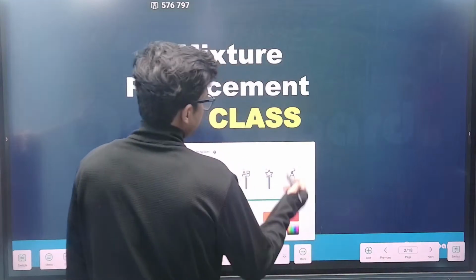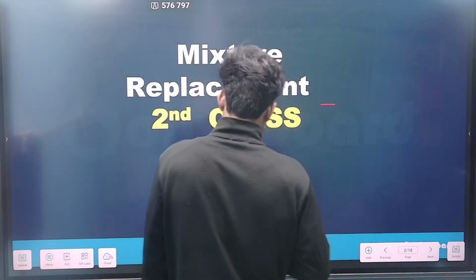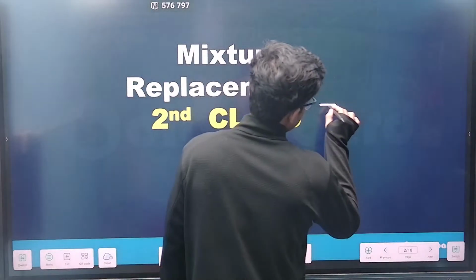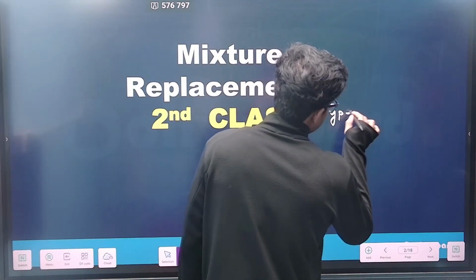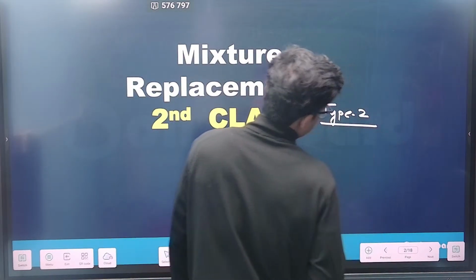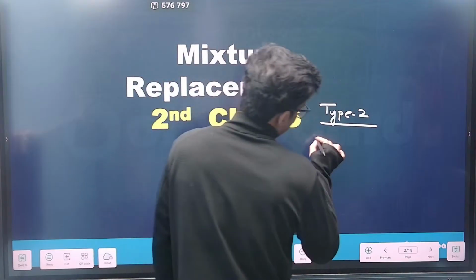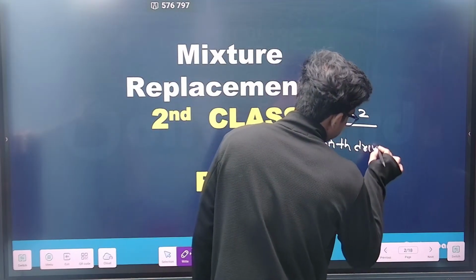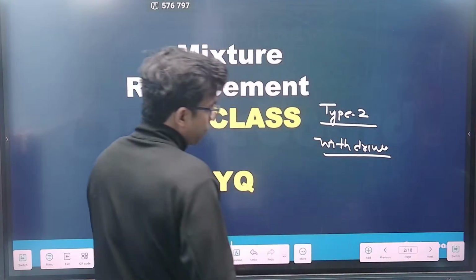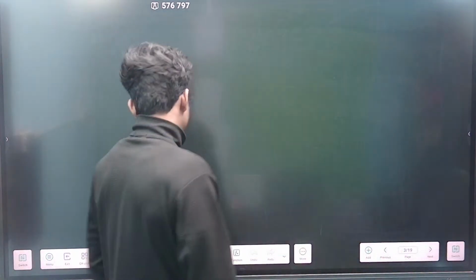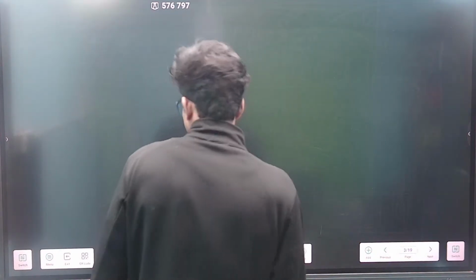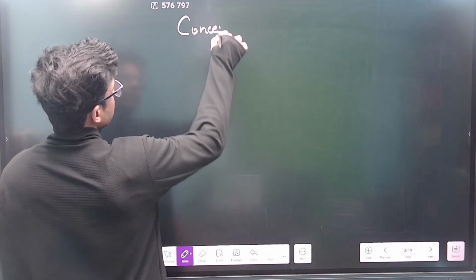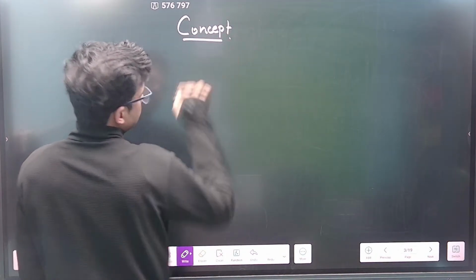Something is removed. This case, you can note it down, is called the type 2 case, okay? Type 2 case means what? If something is withdrawn, we will discuss the condition of withdrawal, right? Suppose I make you the concept. So let's have a discussion on the concept part. What is the concept behind the withdraw part?